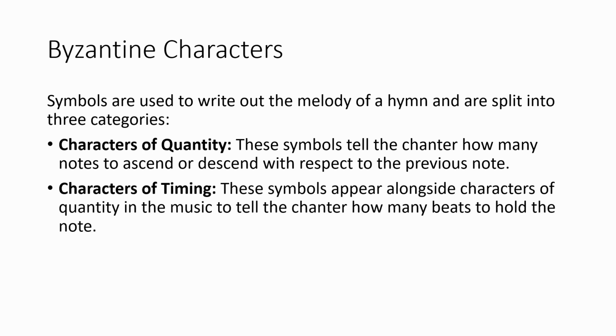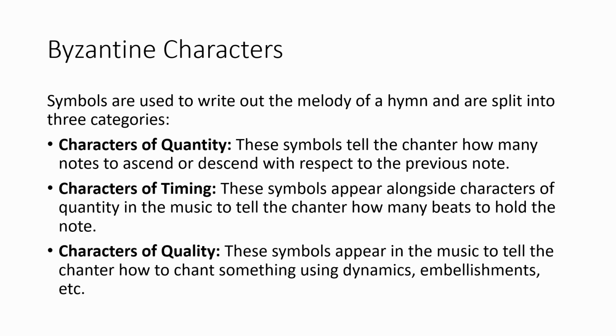So second, we have characters of timing. Now, these symbols appear alongside the characters of quantity in the music to tell the chanter how many beats to hold the note. And finally, there are characters of quality. These symbols appear in the music to tell the chanter how to chant something using dynamics, embellishments, etc.